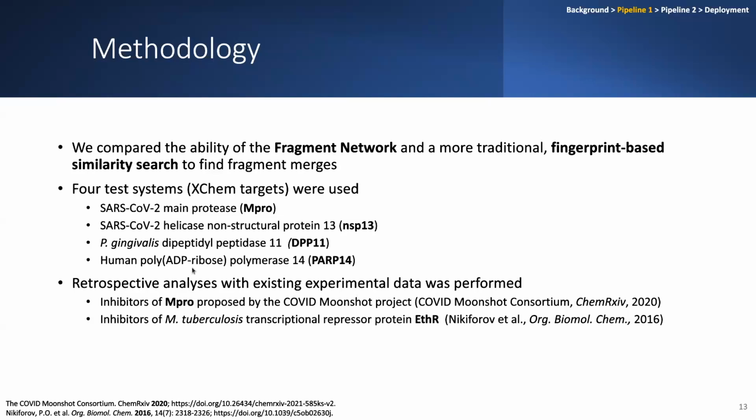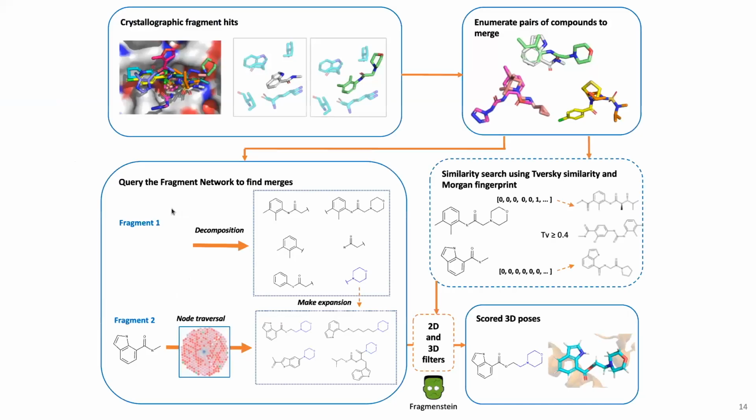So in addition to running the pipeline for these targets, we also performed retrospective analysis using some example data in the literature for mergers that were manually designed, and have experimental data, so we could see whether our pipeline was actually able to pick up things that we knew bind. But I'll talk a bit about that in more detail in later slides.